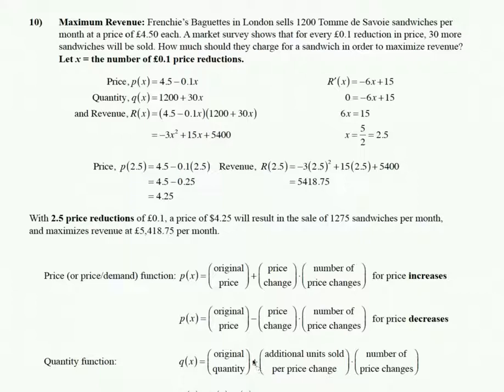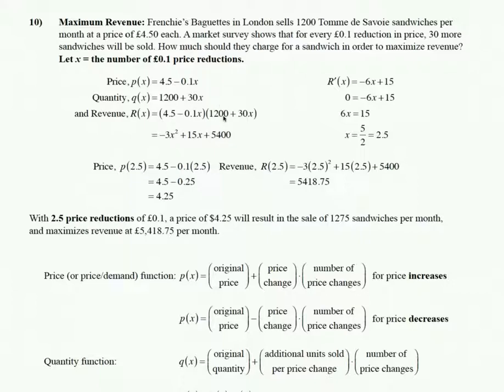Now we don't have a subtraction here because we are increasing the number sold, and that's the increase in number sold, 30 more, times the number of price changes. So there's our quantity function, and you multiply these two together. Don't forget to put parentheses around both, and then you multiply using the FOIL acronym.